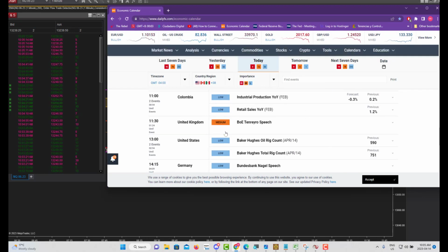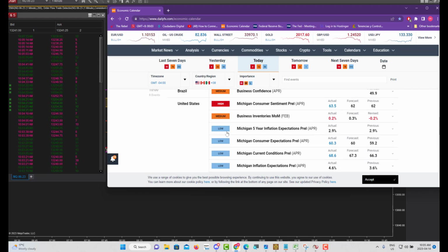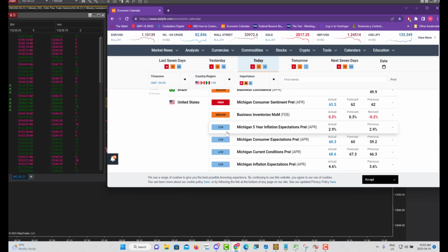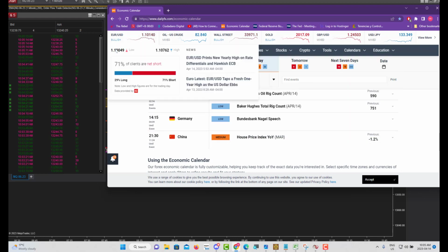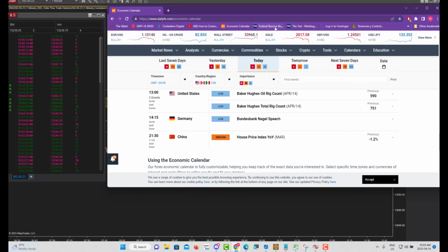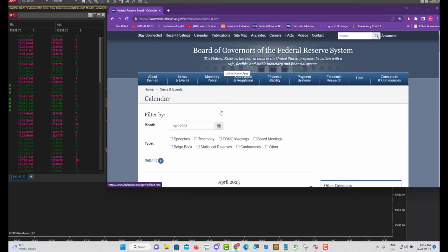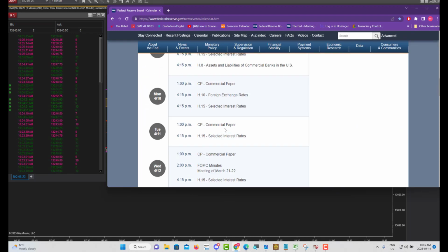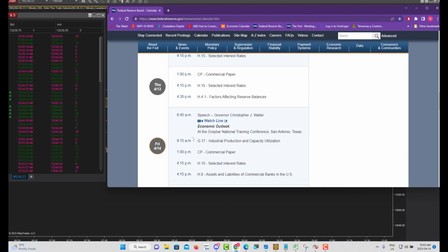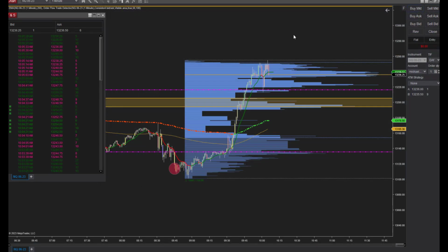Michigan sentiment, so nothing really. And Federal Reserve Board, today is the 14th, so let's take a look at what's happening on the 14th. Anything? Watch live. Economic outlook, Governor Waller. So that's why it probably popped up here. That was at 8:45. We're down here, and see where is 8:45? See? Economic outlook. There you go.